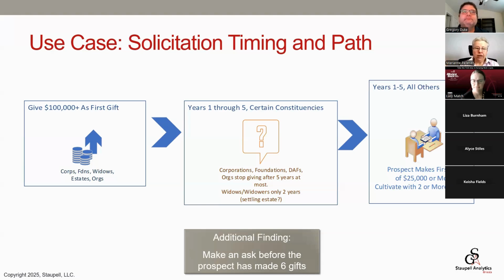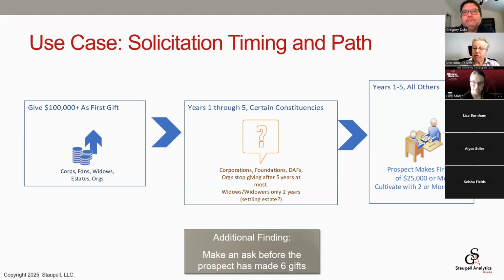The first thing we can know right out of the gate is corporations, foundations, widows, estates, and organizations. That all makes perfect sense. My husband died. I have an obligation to make this gift to his alma mater. There you go, right? But in years 1 through 5 of their relationship with you, so if you look at their data entry date or the record add date, these corporations, after 5 years, all these organizations stop giving. Widows and widowers will settle the estate and then disappear on you. Now, is there something you can do about that? I don't know, right? You have got to talk to them and ask them.